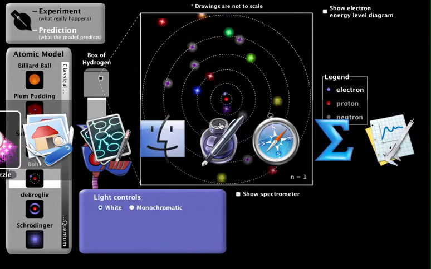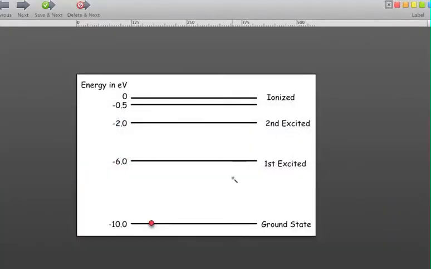We can see this much better if we look at a flattened version of the atom, and this is called the Bohr energy level diagram. You can see the zero energy state is the ionized state. That is when the electron has actually left the atom. The electron's normal state is ground state.